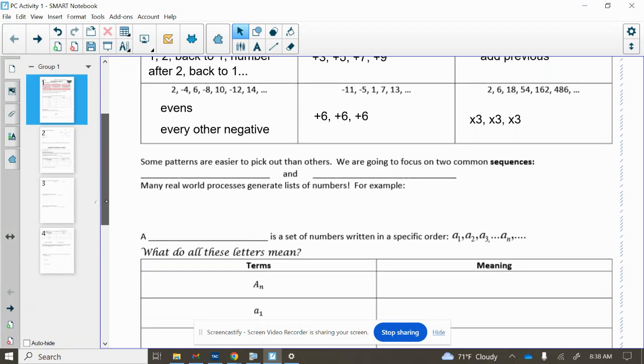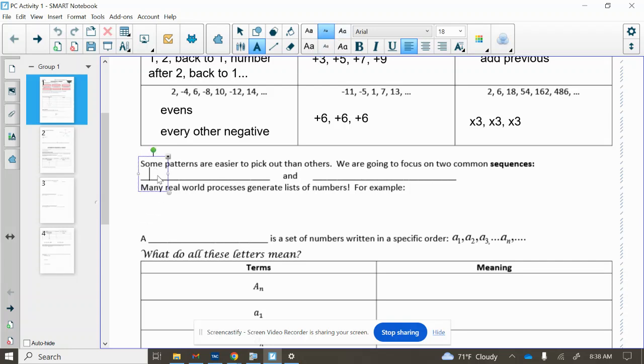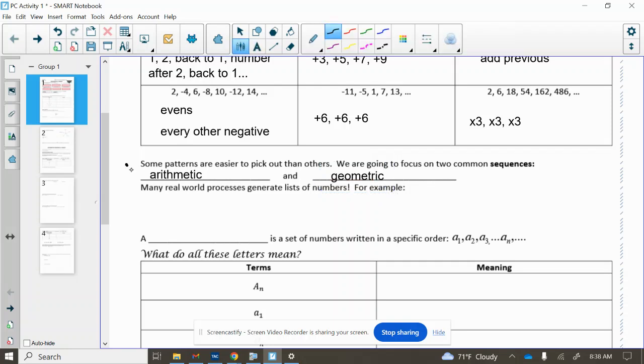So what you're going to notice is some patterns are easier to pick out than others. We will be focusing a lot on two different types of sequences in particular, because sequences can have many different patterns, but we're going to eventually talk a lot about arithmetic sequences as well as geometric sequences. Arithmetic is when we are either adding or subtracting each time. Geometric is multiplication or division each time. So this is an example of arithmetic where we're adding each time. This would be an example of geometric where we're multiplying each time.